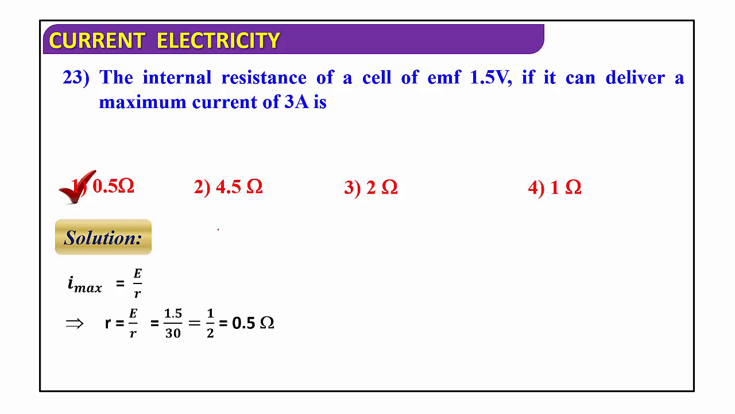Yes, very easiest problem. I equal to V by R according to Ohm's law, or we can also write it as E divided by r. EMF of the cell is 1.5. Delivered maximum current 3 ampere. This is internal resistance r, which is equal to, current is 3 ampere. So here we can write r equal to 1.5 divided by 3. This is not 30, this is 3. So we got the answer 1 by 2, which is equal to 0.5 ohm. So first option is the right answer.